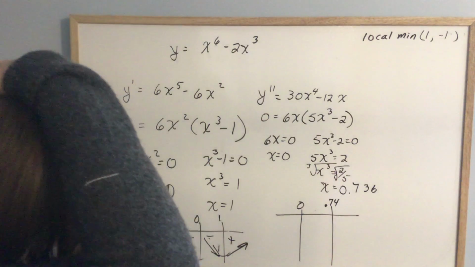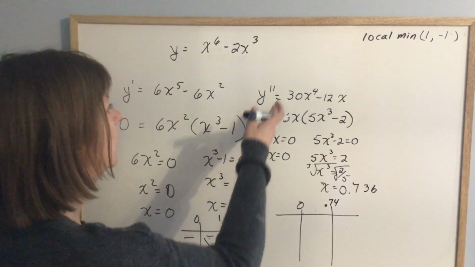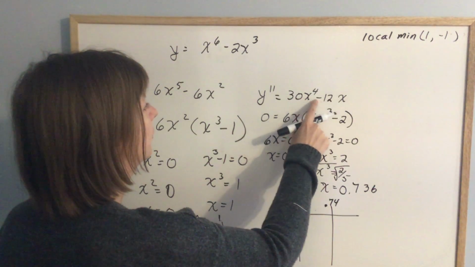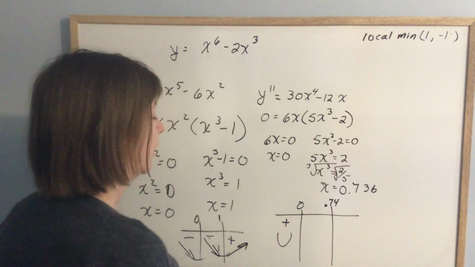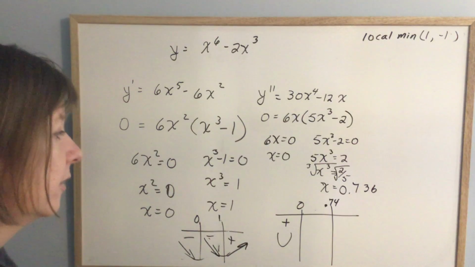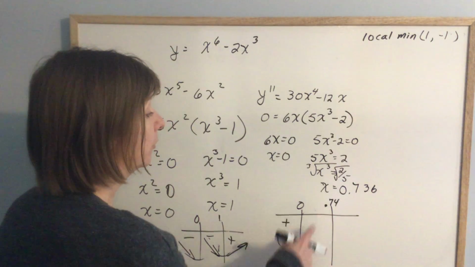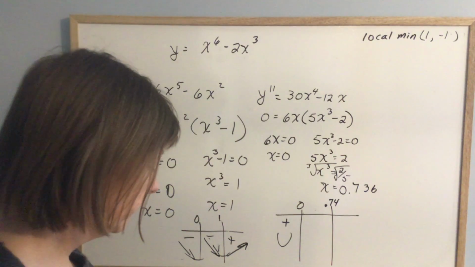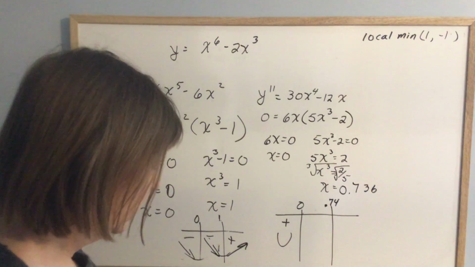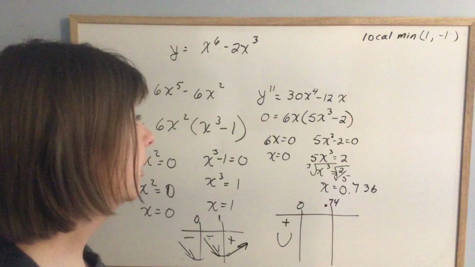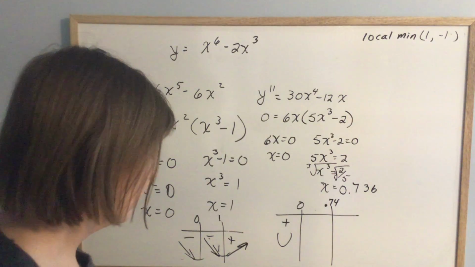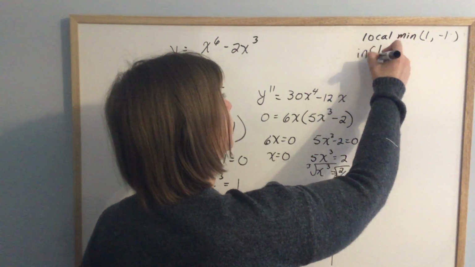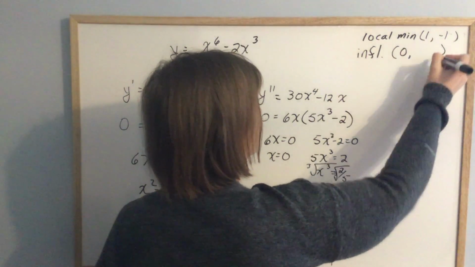So I need to pick a number before 0, like -1, and I need to put it back into the second derivative. So if I do -1, this is going to be actually 30 plus 12, which is positive, so it's concave up. After 0, and I can't go above 0.74, so I'm going to choose 0.5. If I do 0.5 to the 4th times 30 minus 12 times 0.5 is 6, so minus 6, I get a negative, so it's concave down. So I have a point of inflection when my x is 0.